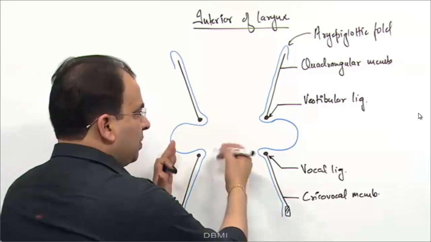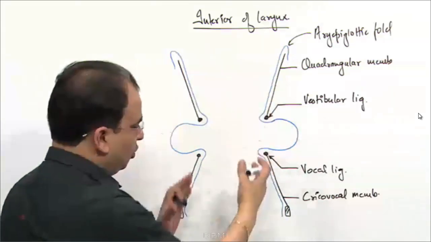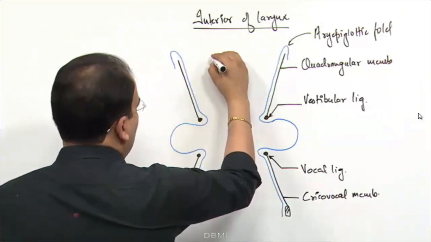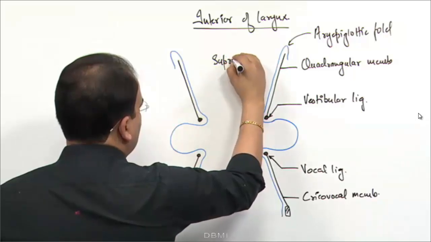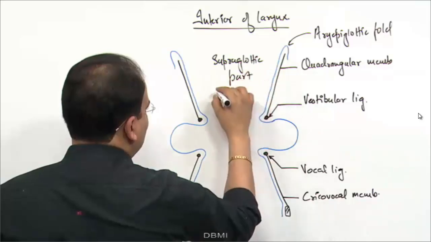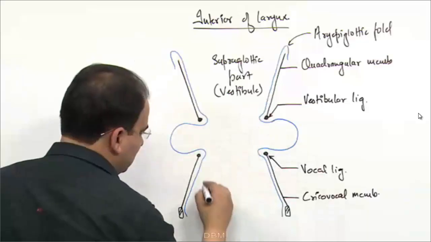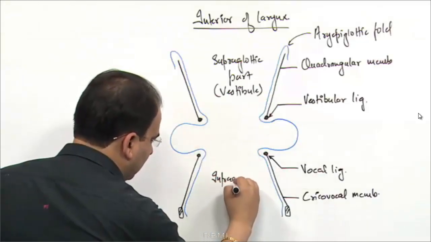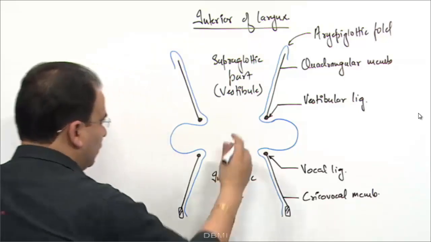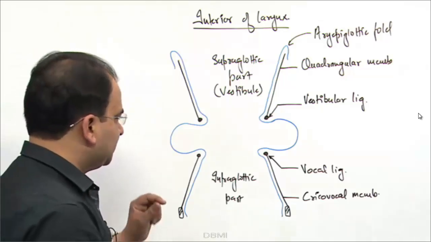Now when this mucous membrane goes inside and comes to the interior of the larynx, you can divide it into two parts. This is called the supraglottic part, which is also referred to as the vestibule. And this here is the infraglottic part. So we have the supraglottic and the infraglottic part. That's how we divide the interior of the larynx.